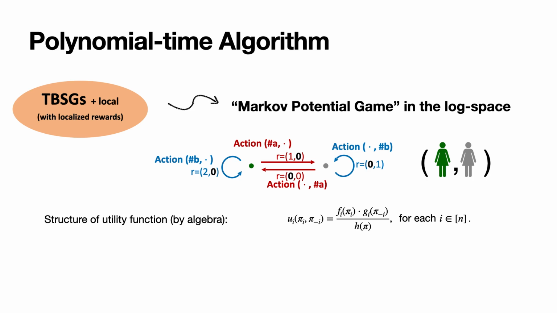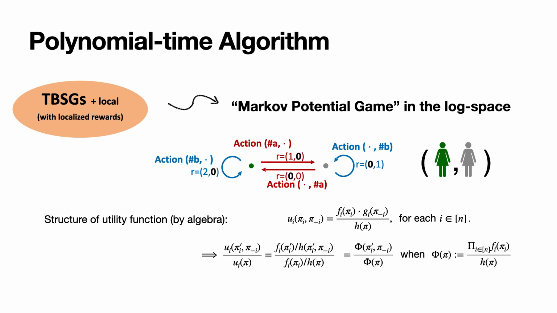Under such assumptions of localized reward, by algebra, we can write the utility function in this nice form. For each player i, the utility is the product of a function f_i that only depends on player i's strategy, times a function g_i that only depends on other players' strategies, divided by a general function h. h depends on all players' strategies but is the same for all players and doesn't depend on i. Under such structural property, we can show the utility ratio between the two policies can be essentially bounded by the ratio of some defined potential function phi, for the phi properly defined here.